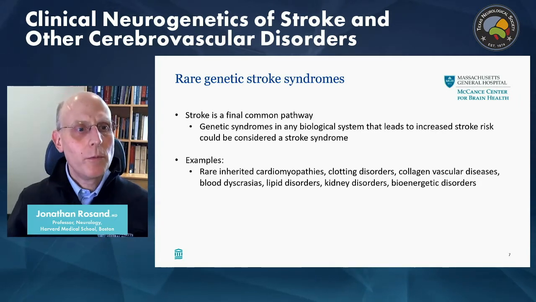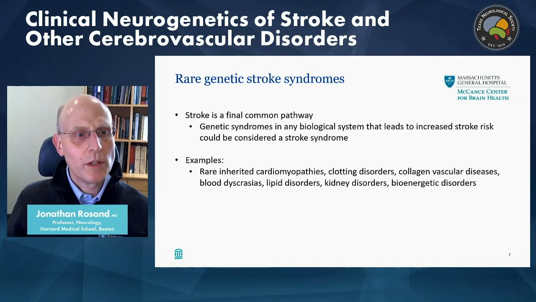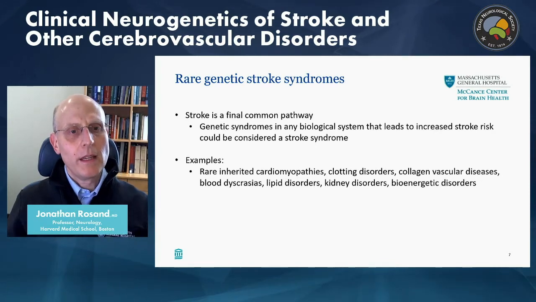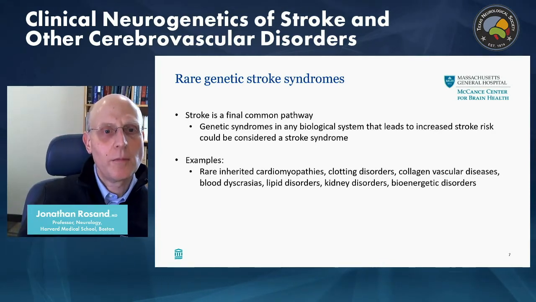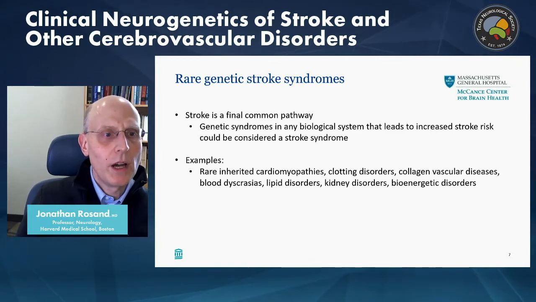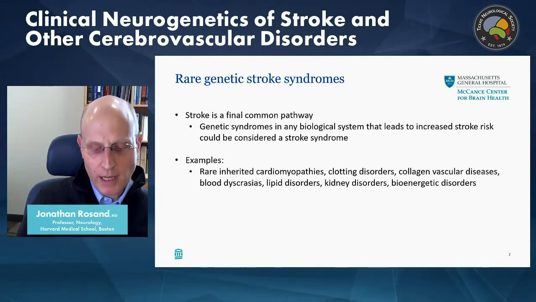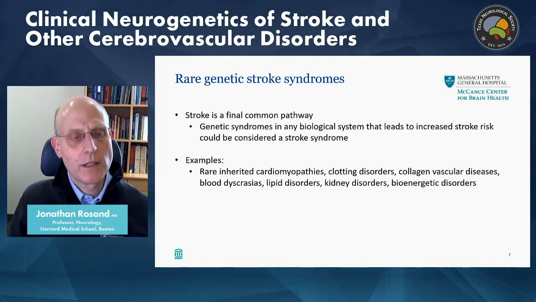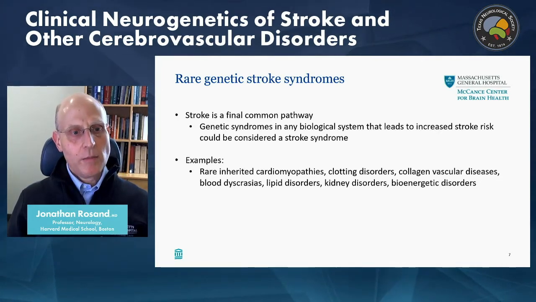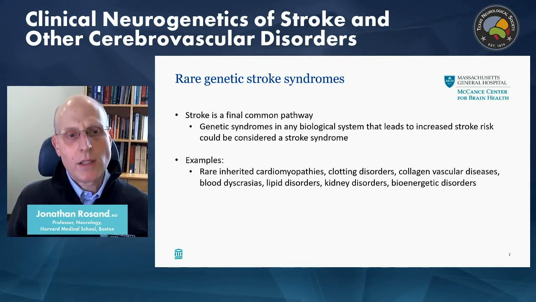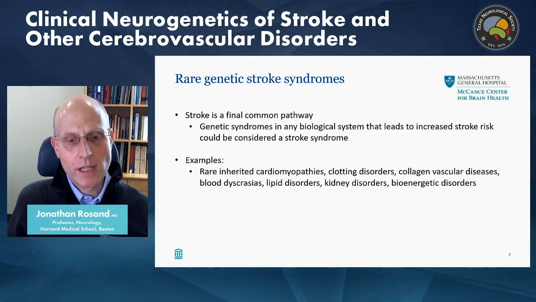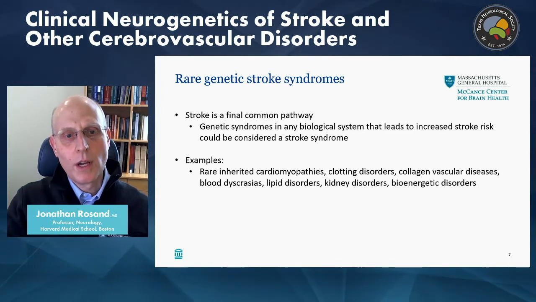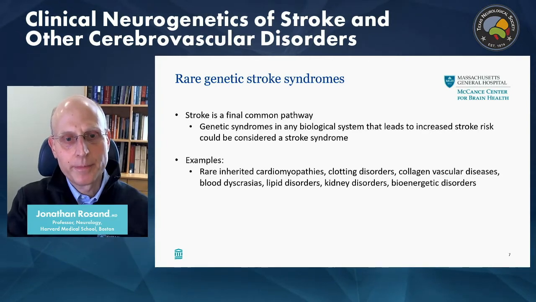So when we think about rare genetic stroke syndromes, stroke can be an associated feature, but in general, it's a final common pathway where you can have a disruption in any biological system within the body that leads to increased stroke risk. So examples can be rare cardiomyopathies that give rise to cardioembolic stroke, clotting disorders, collagen vascular diseases, blood dyscrasias, lipid disorders, kidney disorders, or bioenergetic disorders.